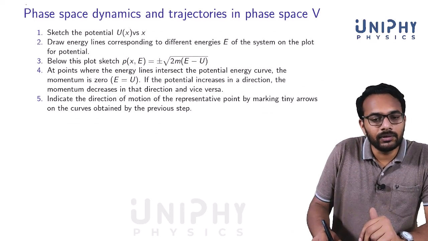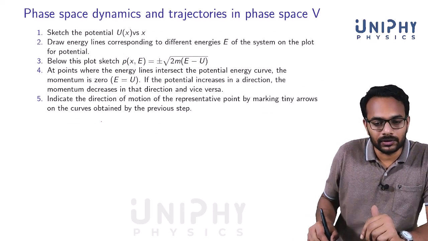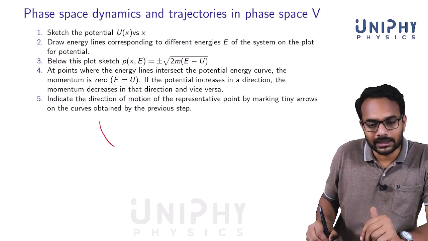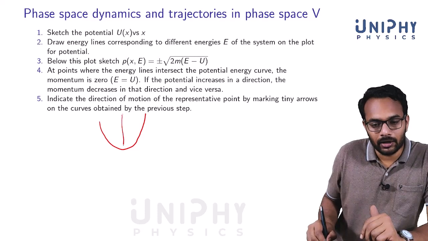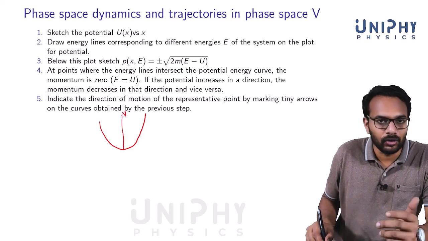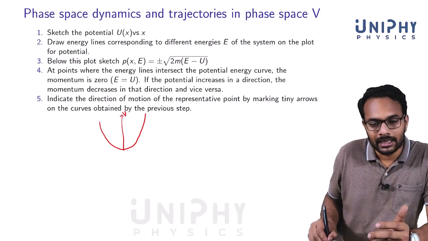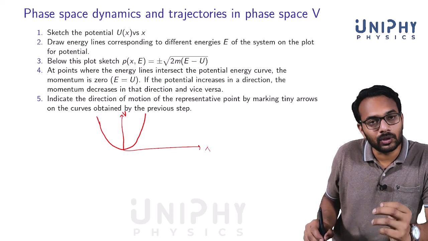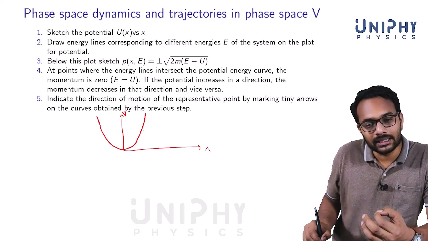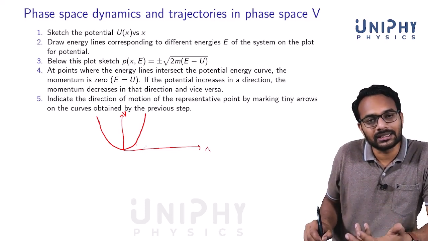So we need to sketch the potential first. So first you plot the potential like that. Here along the vertical axis we are plotting V or U, whichever is the case, and then this is the x-axis. So what does this plot tell us? This plot gives us the potential energy at different points.